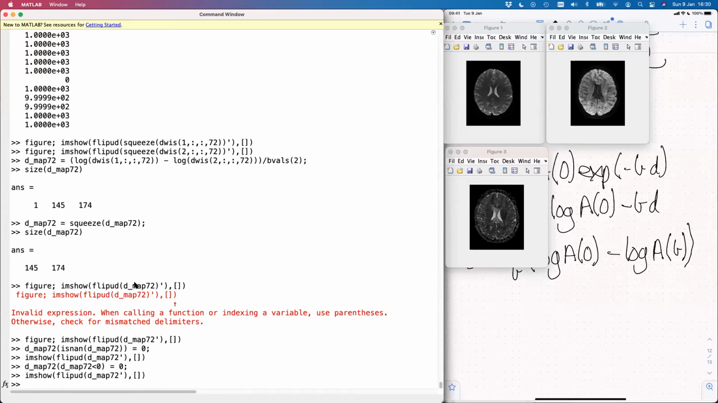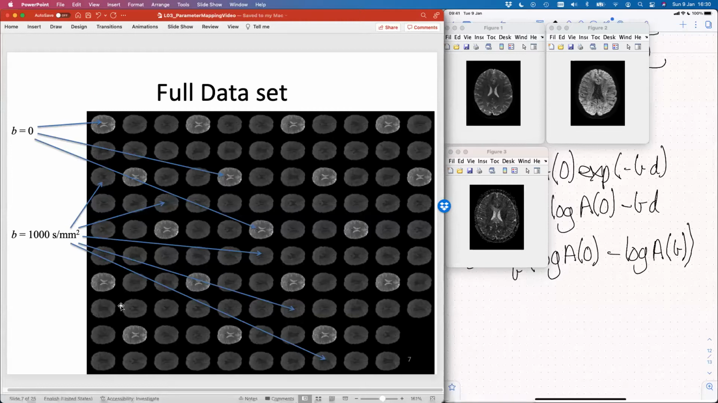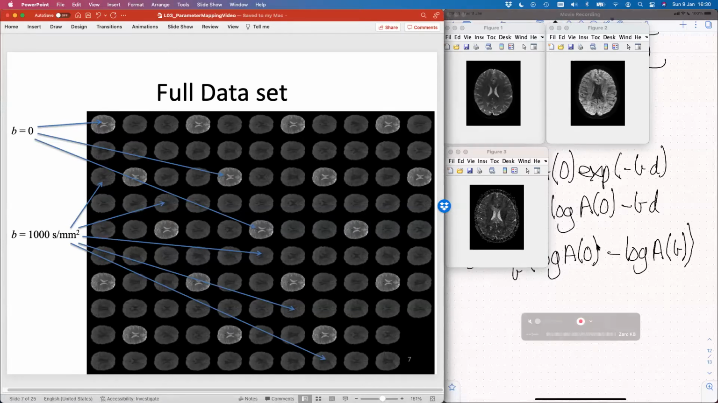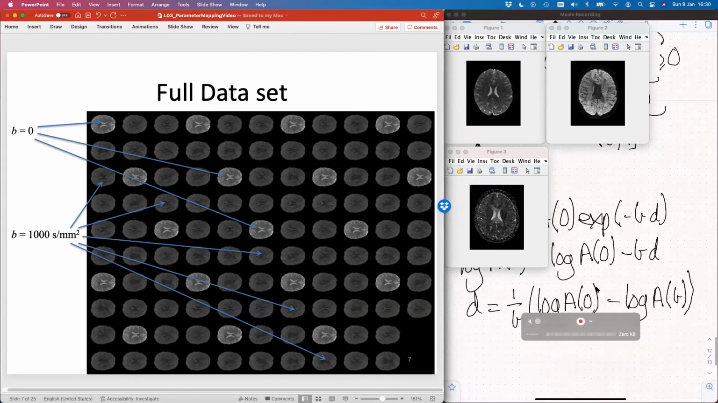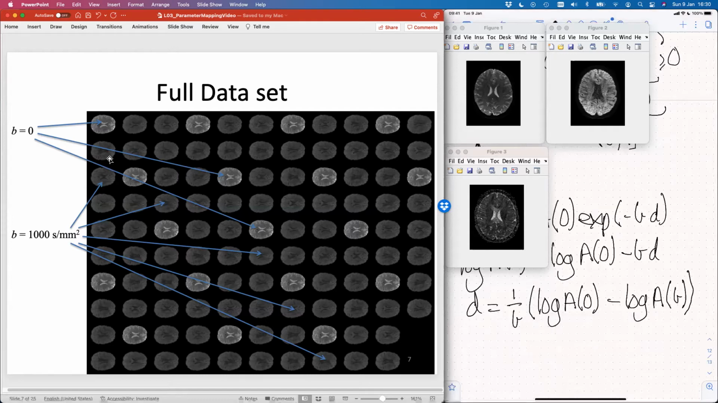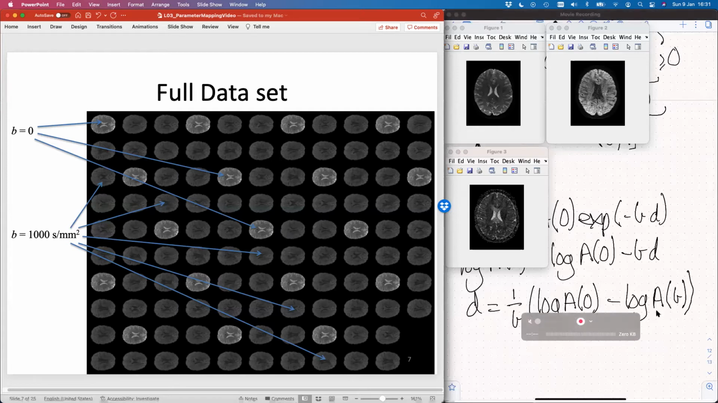So the question then becomes, how can we use this bigger set of images to make a better estimate of our diffusivity parameter? One thing that we might do is simply to take two averages. We could take one average of all of these B0 images and use that as our A0. Let me just move that down a bit so you can see it. Use that as our A0 here, and then take a second average of all of these diffusion weighted B 1,000 images and use that as our AB here.